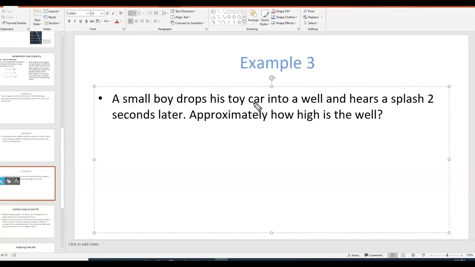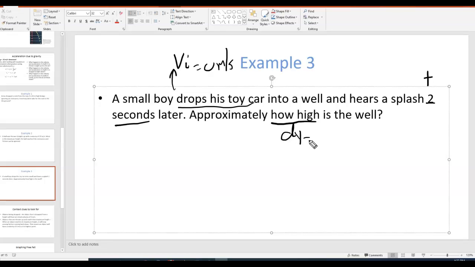Remember, if something is being dropped, okay, that's a context clue. We talked about that before. Something being dropped means it has an initial velocity of 0 meters per second. He hears a splash 2 seconds later. Remember to pay attention to units. Seconds is going to be time. So 2 seconds, I'm going to label that t. And a question about how high, remember height is displacement. Okay, that's going to be dy. That is my unknown. And then I have g, the acceleration due to gravity, negative 10 meters per second squared.